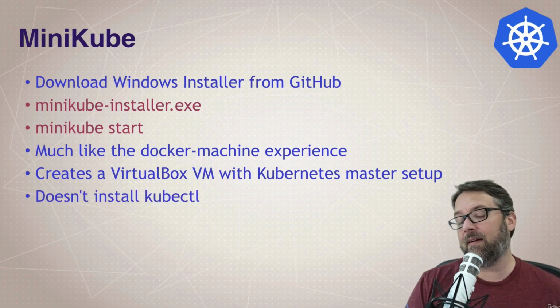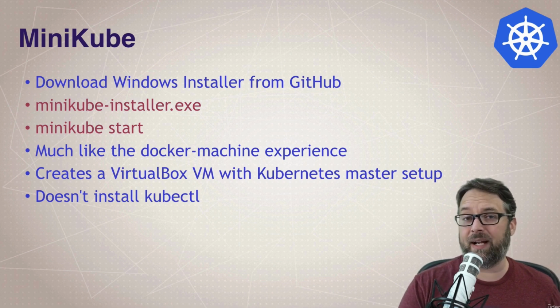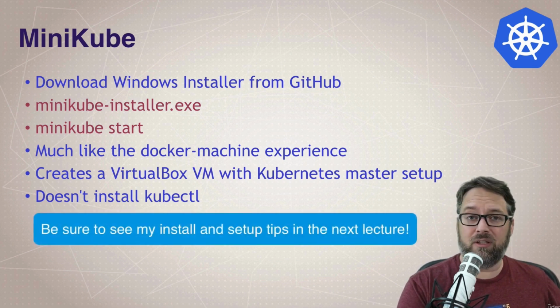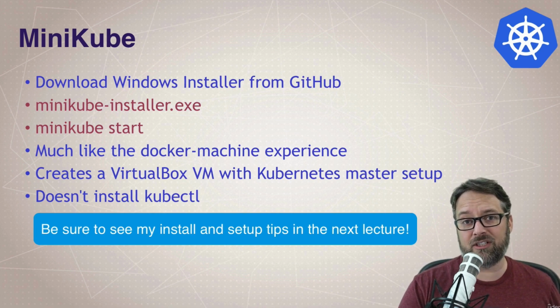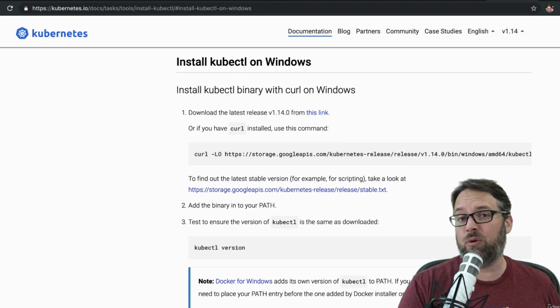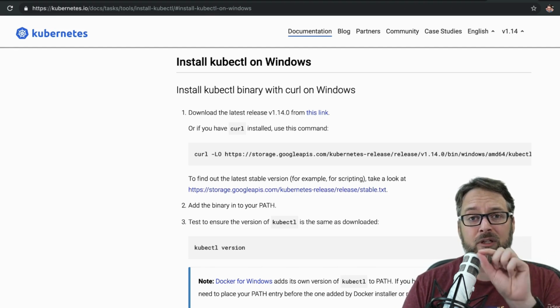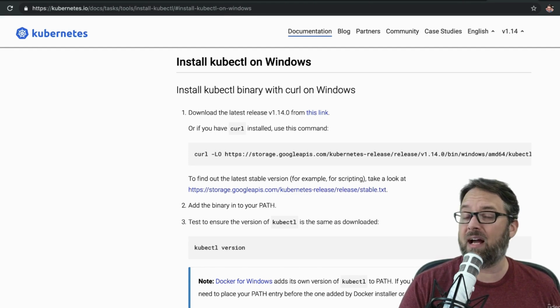But the one gap here is that it doesn't install the Kubernetes command line that you would most often use, kubectl, which is what we're going to use throughout the rest of this section. And so you're going to have to go and install that separately, which is just its own single binary. There's multiple ways to install it. And in fact, when Minikube is finished setting up, it will give you a URL where you can find the instructions on how to do that.